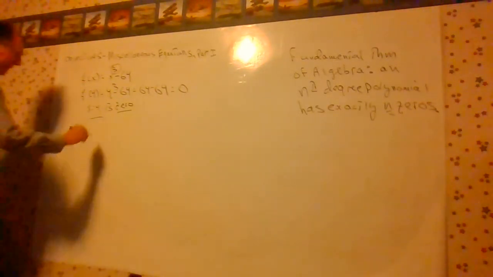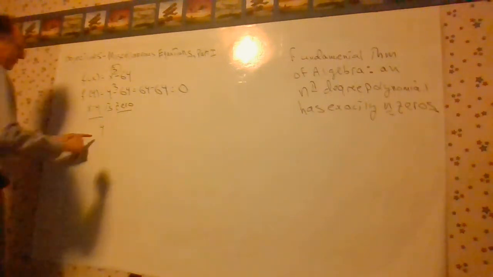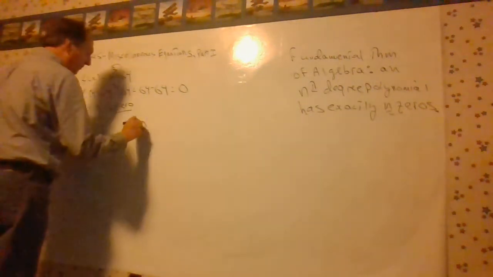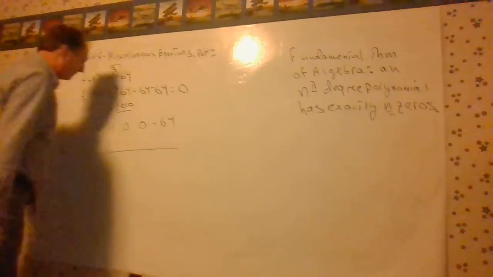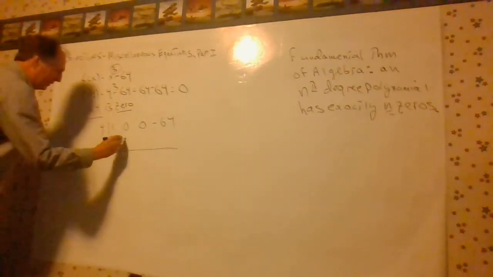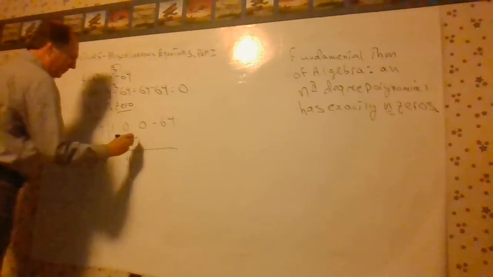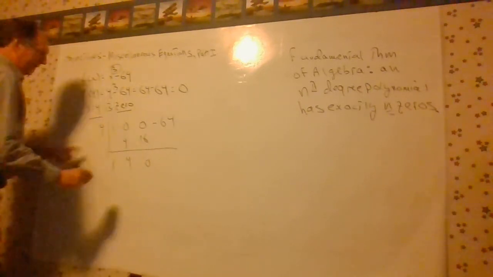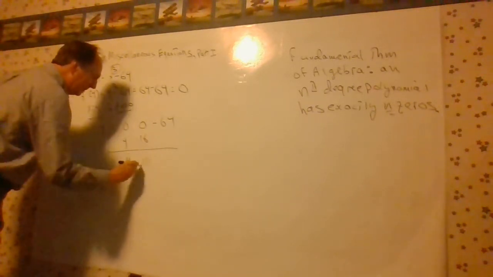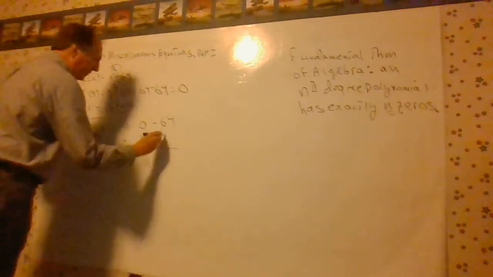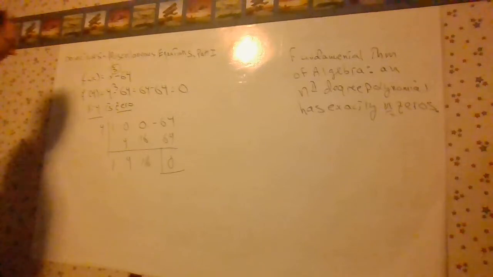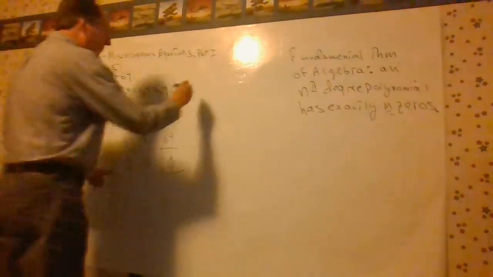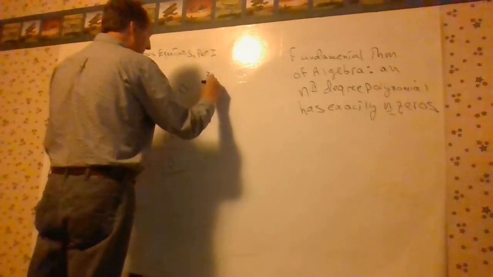Well, we can use synthetic division. Divide 4 into 1, 0, 0, negative 64. Bring down the 1. Multiply, add, multiply, add. And 4 times 16 is 64. Add, get 0. And so that gives us an equation, quadratic in nature.